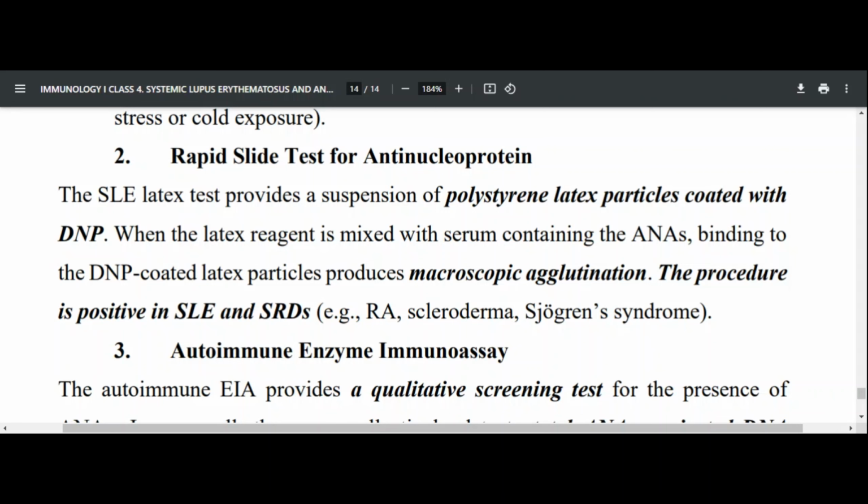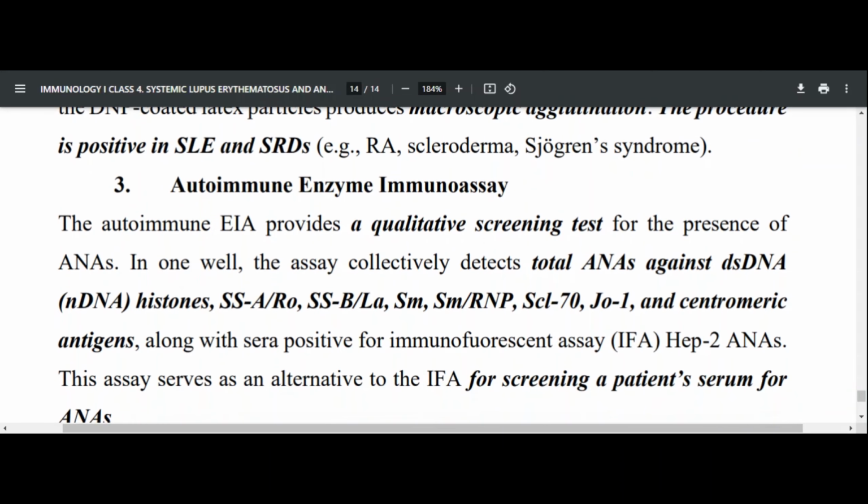So that is what you find most commonly in SLE and also rheumatoid arthritis, scleroderma, and Sjogren syndrome. Lastly, we can sometimes use autoimmune enzyme immunoassays to provide qualitative screening tests for the presence of antinuclear antibodies. In one well, the assay collectively detects total antinuclear antibodies against double-strand DNA, histones, SSA or soluble substance A, soluble substance B, Smith, Sm/ribonucleoproteins, Scl-70, Jo-1, and anti-centromeric antigens. All of them can be detected using autoimmune enzyme immunoassays, but it is also not commonly used.